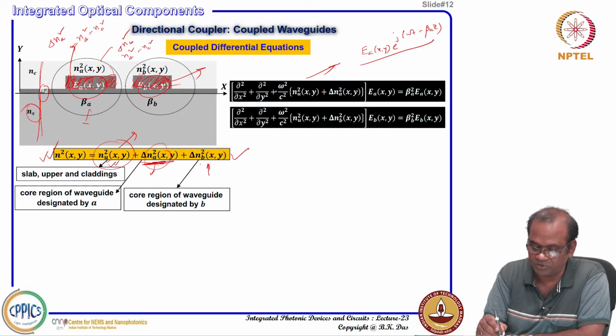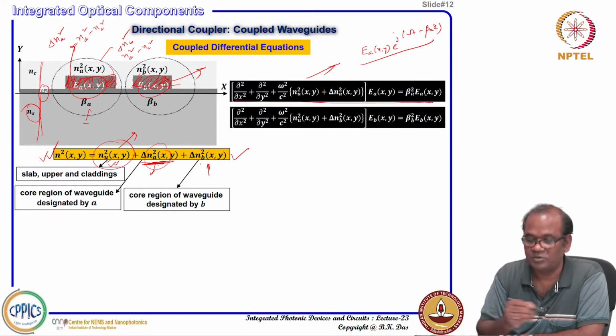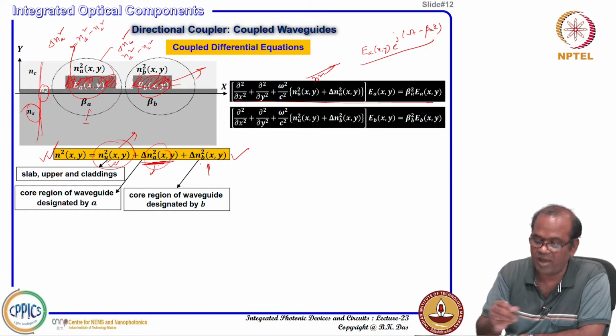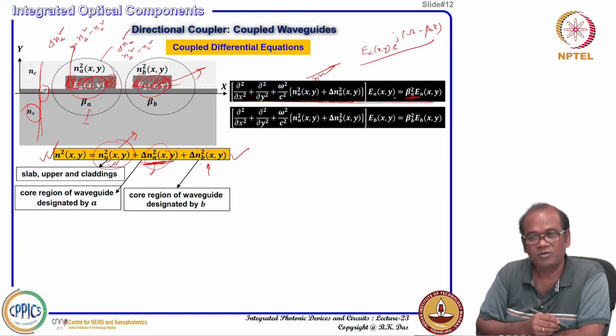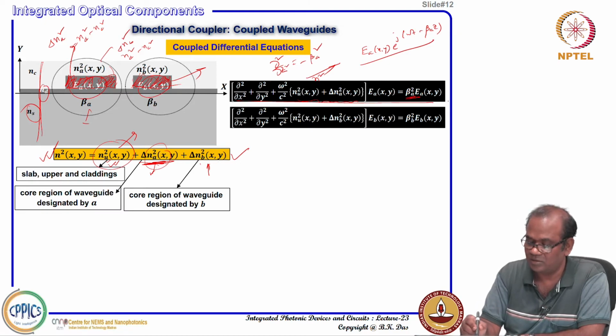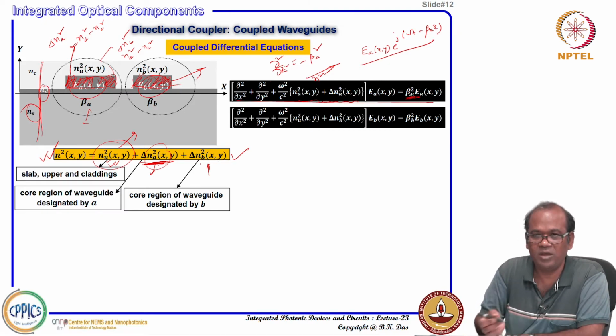So, delta n b is equal to 0. The normal scalar wave equation, if we write it, is del squared by del x squared plus del squared by del y squared plus omega squared by c squared times n squared. That means omega by c squared times n squared, where n is the refractive index, and this side will be the propagation constant. That is why I have not put del squared by del z squared; that should be equal to minus beta A squared, which we have used earlier also.